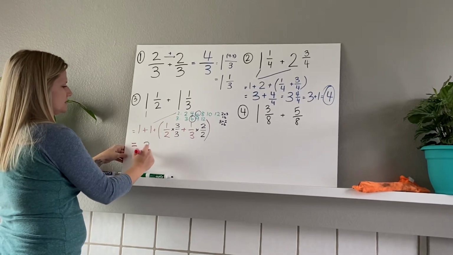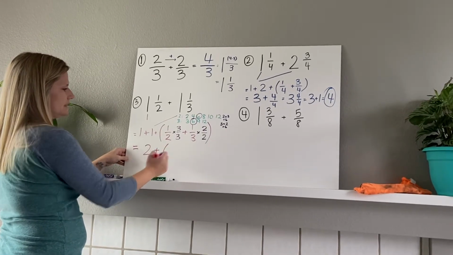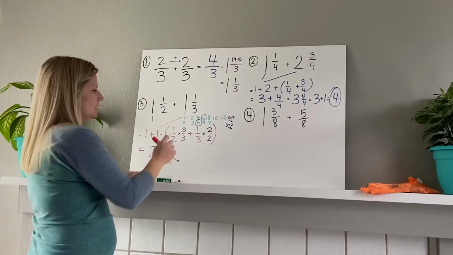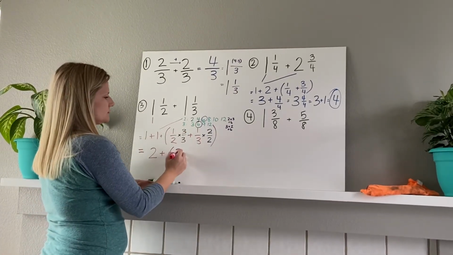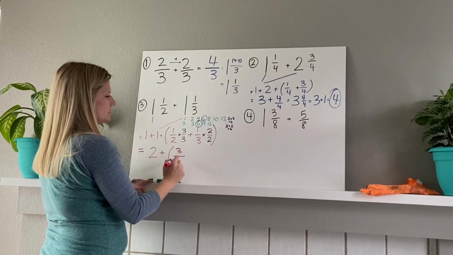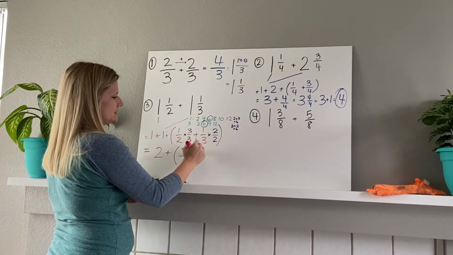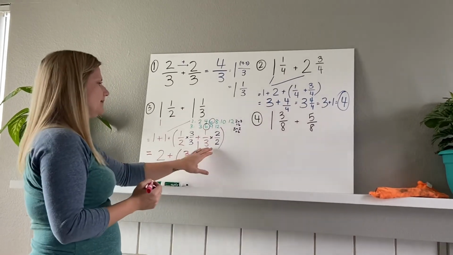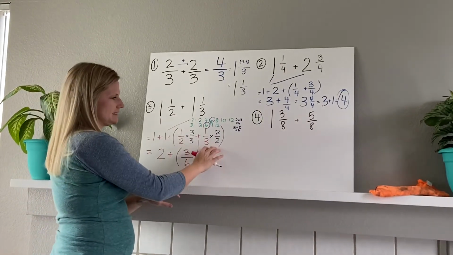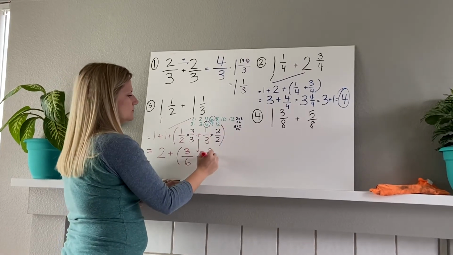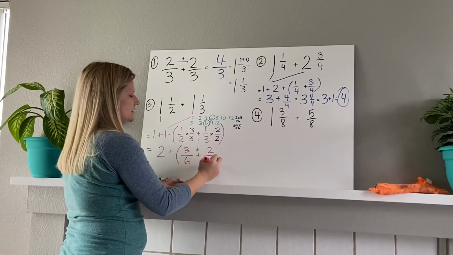So 1 plus 1 is 2 plus, and inside our parentheses is where we're going to figure out our fractions right now. 1 times 3 is 3. 2 times 3 is 6. We are adding, so we're bringing down that same operation. And then we're going to do this second set of fractions to find our common denominator. 1 times 2 is 2. 3 times 2 is 6.